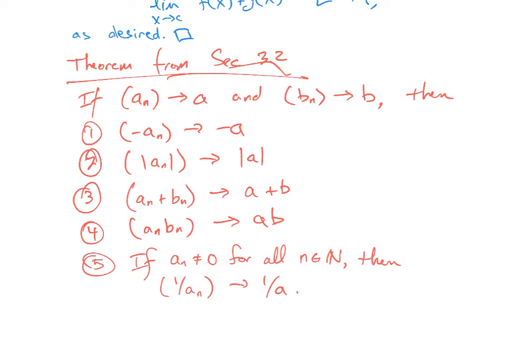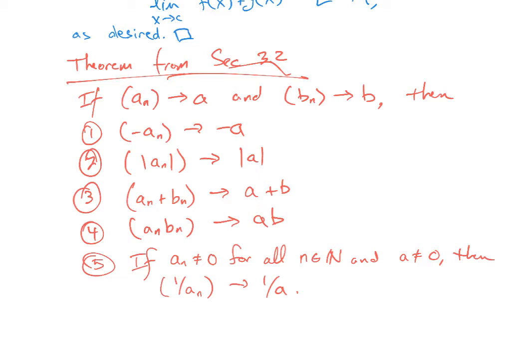And I need to add something there. Sorry. It could be the case that your sequence is non-zero, but your limit is 0, like if your sequence is 1 over n. Okay, so your sequence is all non-zero and your limit is non-zero. Okay, this is what we know about sequences.